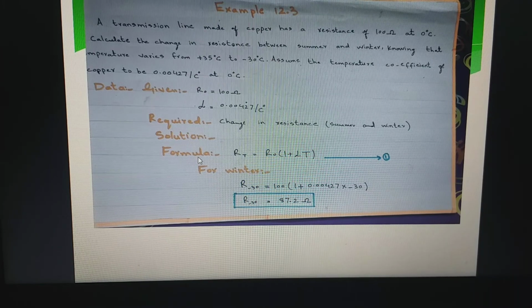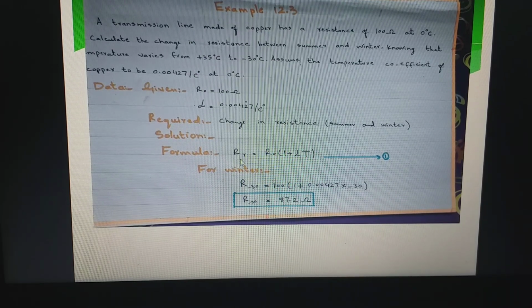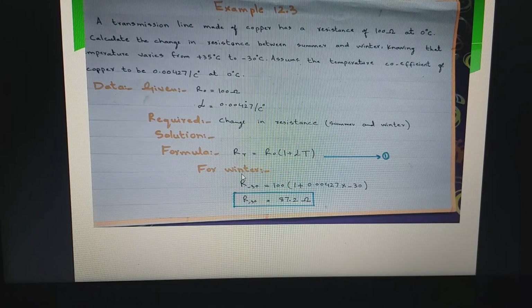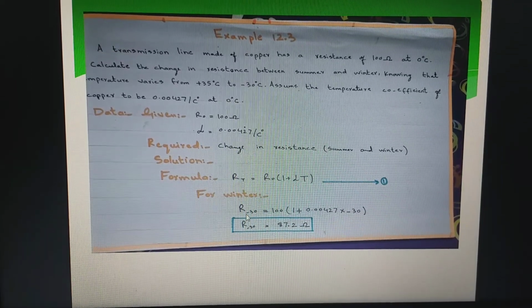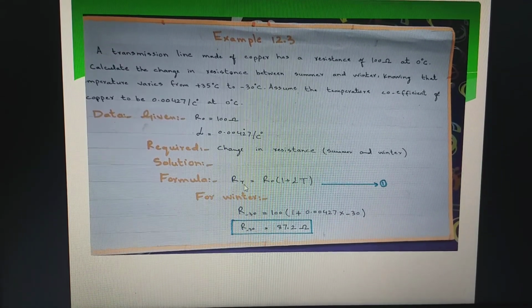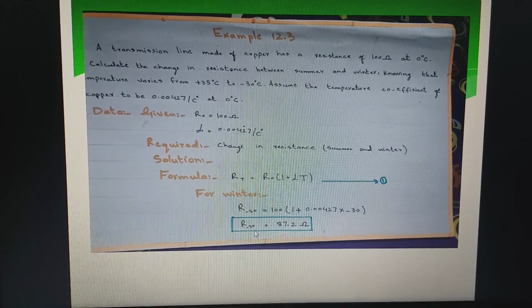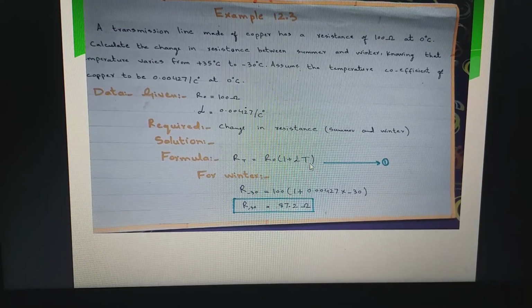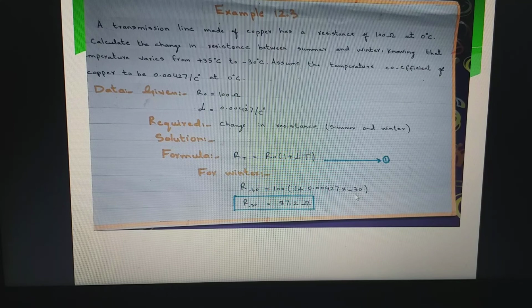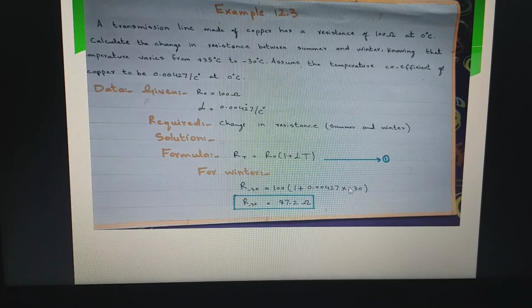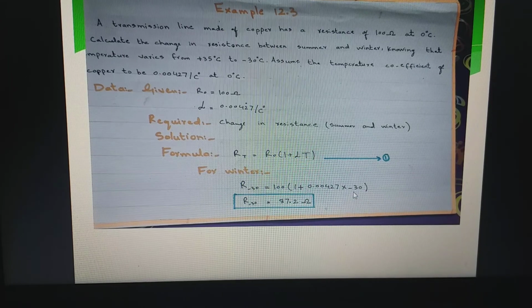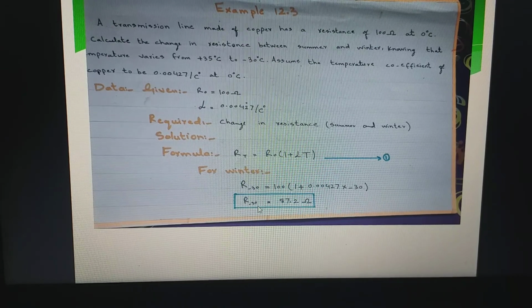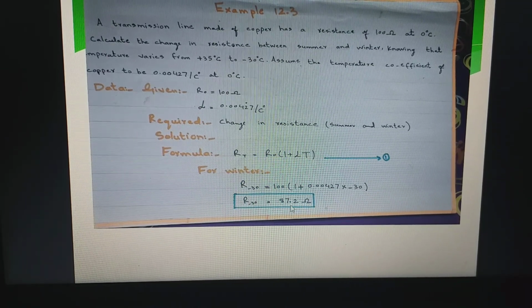Solution. The formula we are going to use is the one we derived right now: RT is equal to R naught into 1 plus alpha T. First of all, for winter, we write down minus 30. So instead of T, we write minus 30. R minus 30 is equal to 100 into 1 plus the value of alpha into the change in temperature, that is minus 30. Initial temperature was 0, so the change in temperature would be minus 30. Putting all the values, R minus 30, that is for winter, the resistance is 87.2 ohms.